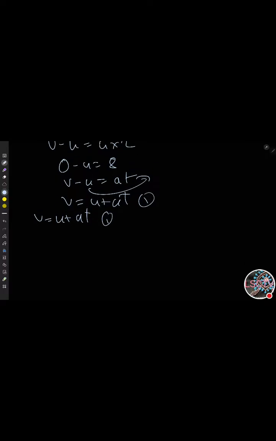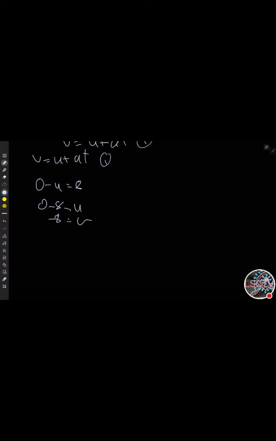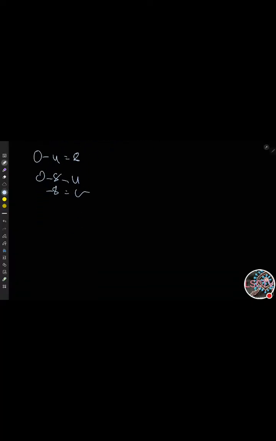So then you can apply this here. You just solve this. 0 minus u equals to 8. 0 minus 8 is equals to u, so u is minus 8. Simple. Got it, everyone? Okay. Yes. Fine.